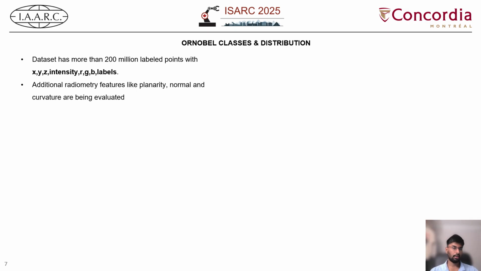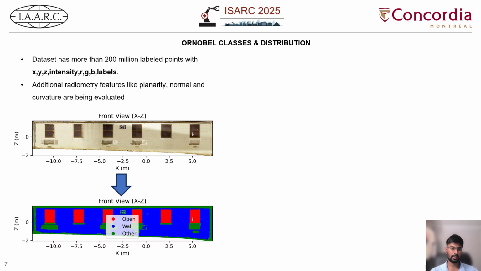Our dataset currently includes over 223 million labeled and validated points with features like XYZ coordinates, RGB values, intensity, and labels. We are also evaluating additional radiometry features like planarity and curvature for helping the model learn the features better. This image is a sample from the label data, and red color represents the openings or windows, and blue represents the wall points, and green represents the other classes which currently has extrusions of the building.